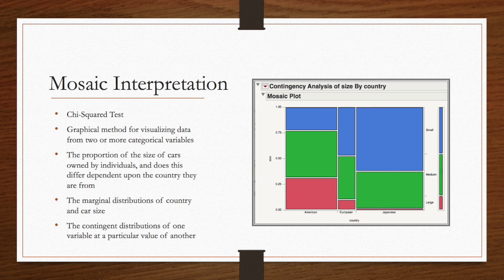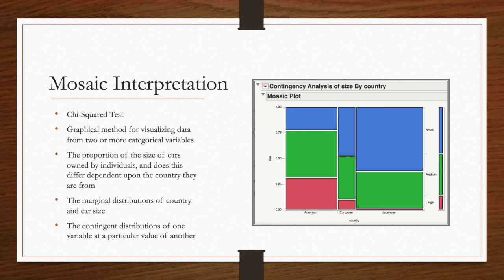Using this plot, we are able to determine the proportion of the size of cars owned by individuals and if these proportions differ dependent upon the country in which they live. In other words, this plot displays the marginal distributions of country versus car size and the contingent distributions of one variable at a particular value of another.